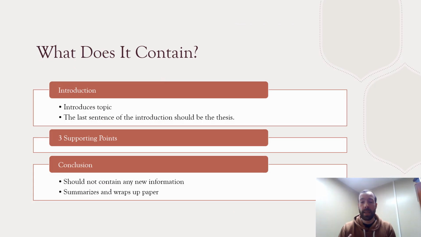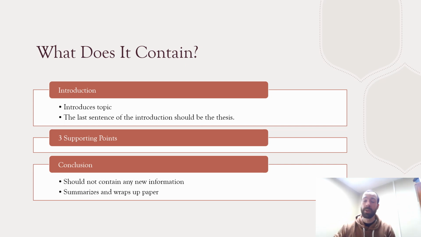So what does an outline contain? Typically, there are three sections to the outline. Your first point is always going to be your introduction, because every paper needs to start with a proper introduction. The introduction is going to introduce the topic that you're talking about and the thesis. The thesis is always going to be the last sentence of your introduction, okay?